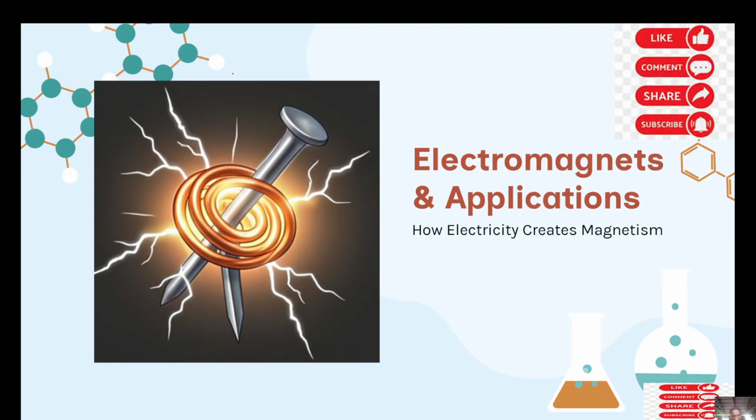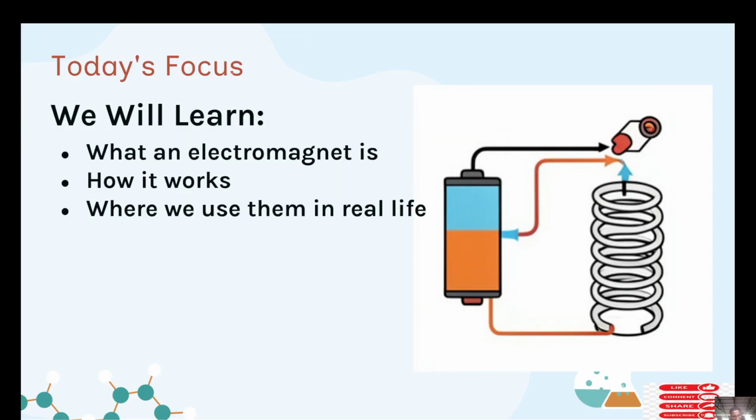With that said, let's look at what we'll be achieving at the end of today's lesson. Today you will be able to understand what an electromagnet is, how it works, and some of the places that we usually use them in our real life. With that said, get your notebook, pen or pencil, and let's begin.